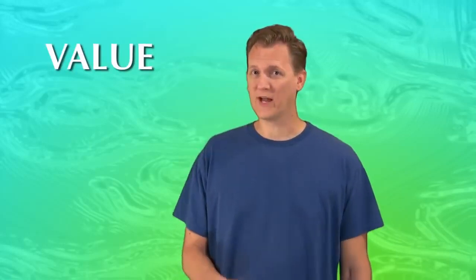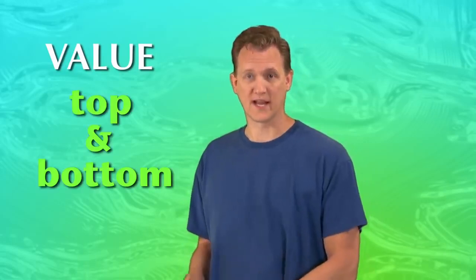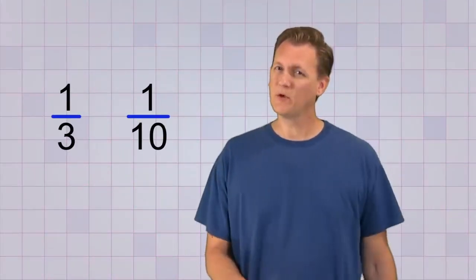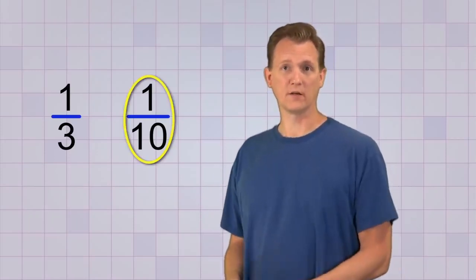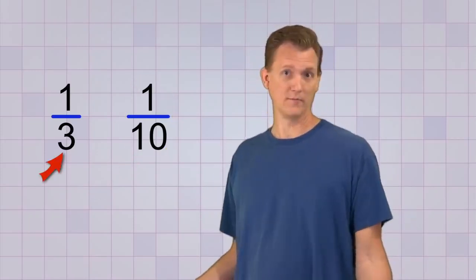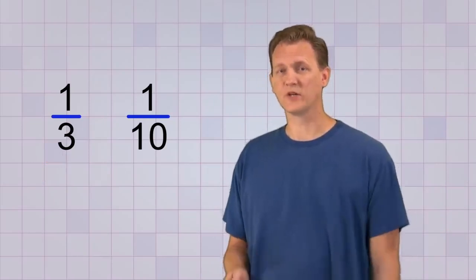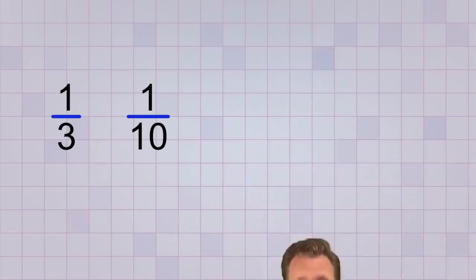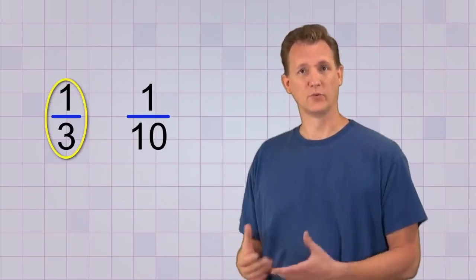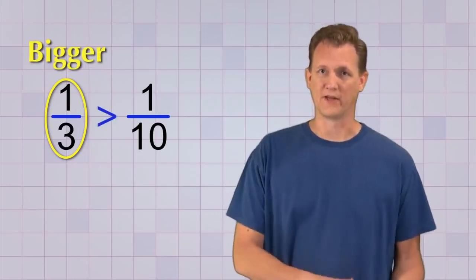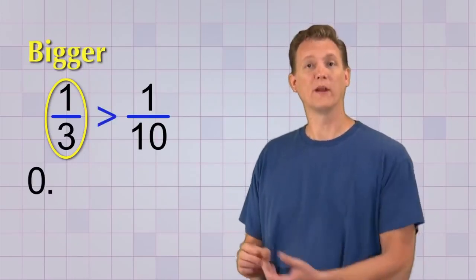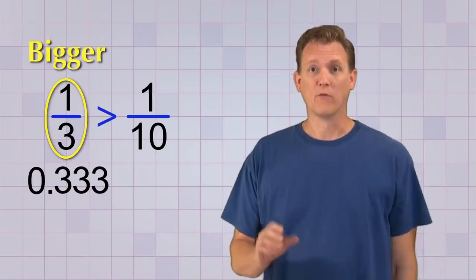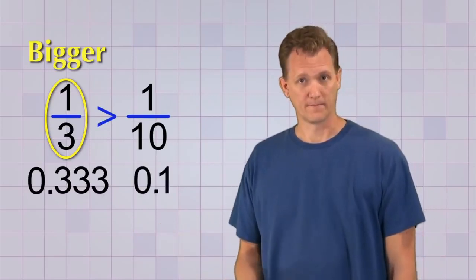That's because the value of a fraction depends on both the top and bottom numbers and how they relate to each other. For example, if you have to compare these two fractions, 1 over 3 and 1 over 10, some of you might be tempted to say that 1 over 10 is bigger because you know that 10 is bigger than 3, right? But we need to remember that the fraction is really a number written like a division problem, and its value depends on that division. So in this case, 1 over 3 is really the bigger fraction because its decimal value, what you get when you divide, is 0.33333. But the value of 1 over 10 is only 0.1.